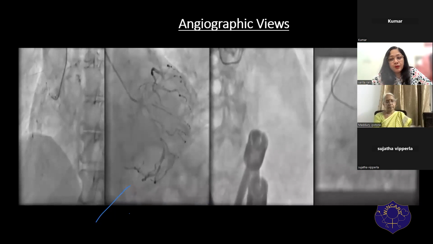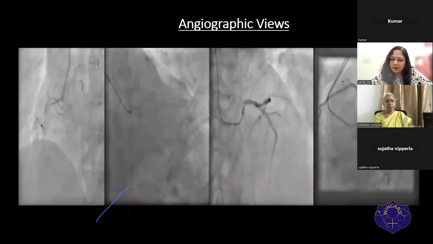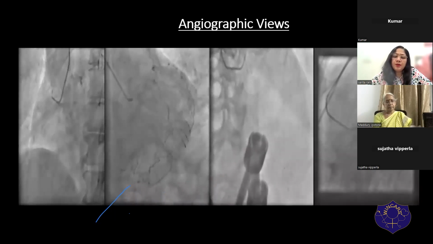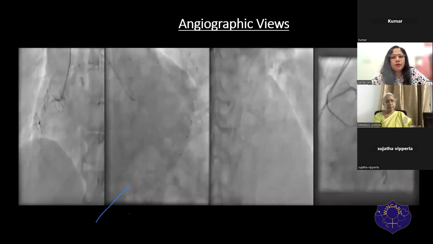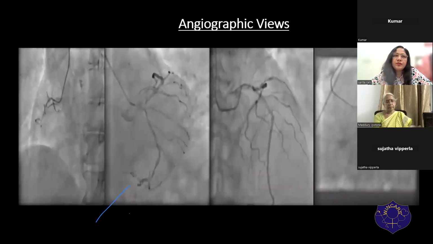Now, a heart team approach was taken, and everybody said that maybe we should offer him a bypass surgery, which we did. And the family, the patient's son, and the patient himself categorically refused a bypass surgery. Now, he's a frail gentleman, elderly.